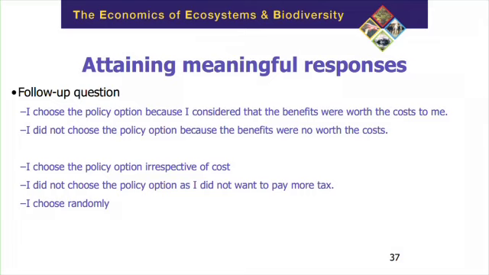Then there's a bunch of protest bids. So, I chose a policy option irrespective of costs. What that's basically saying is, I thought I'd get this improvement, but I didn't really think about how much it costs. So they're not considering a cost to them. So you have to reject them, remove them from your data set. This one's a protest bid. So, I chose a policy option, but I didn't want to pay more tax. So what they're doing is protesting against the tax. They don't want to pay for it. So again, they're rejected. And I chose randomly, so again, they're not really thinking about it, so you can't use their data.